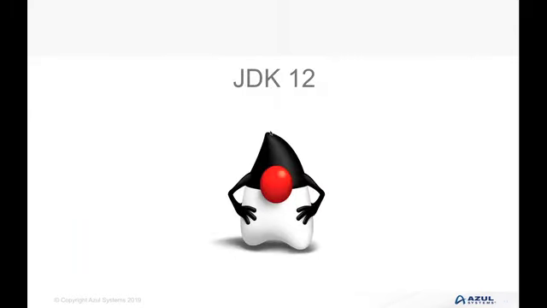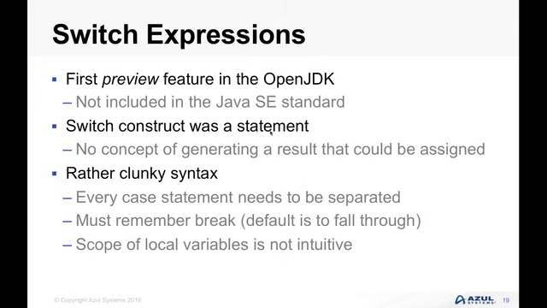JDK 12. Again, another 6 months of development. What did we get in JDK 12? Well, interesting thing here. One of the things that was introduced in JDK 12 was a preview feature. And a preview feature is a new idea in the JDK. What a preview feature does is allow the developers of Java to add a new feature, but without making it part of the java.se standard.